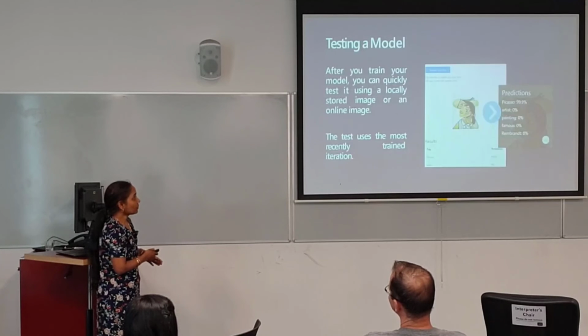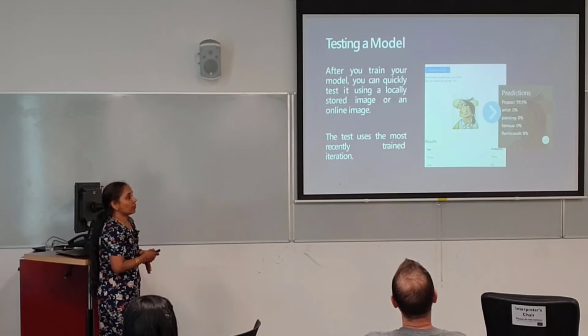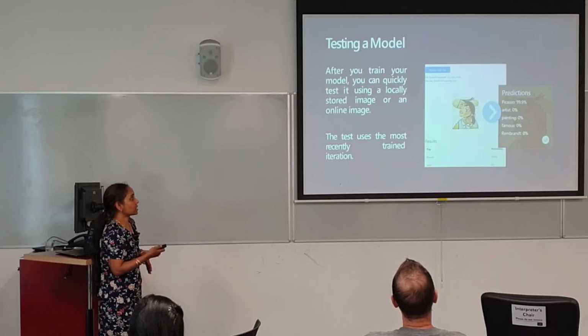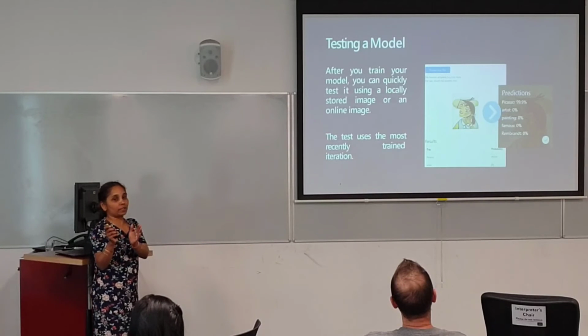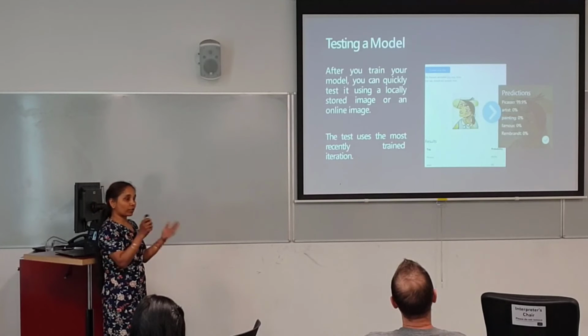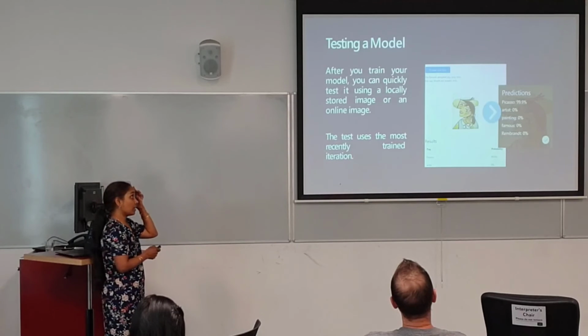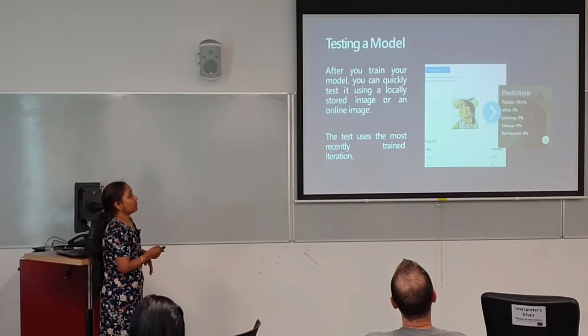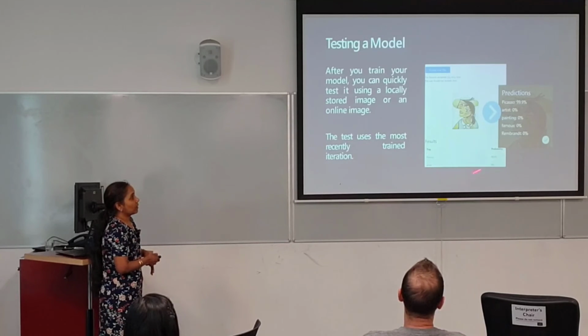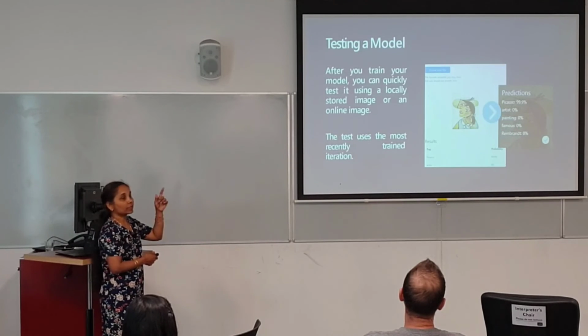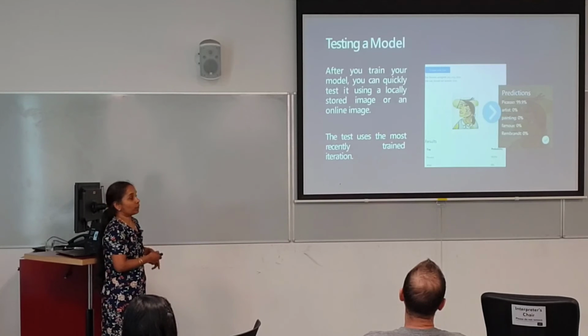Okay, so how do you test the model? Once you train, you have to test the model. To test it, you have some separate test images which are not in the training images. Then you upload those, and you get the results with the probability and confidence levels against the tags that you have already uploaded.